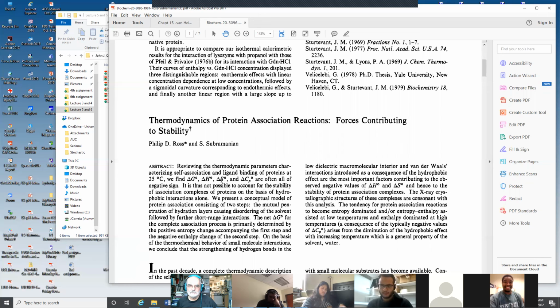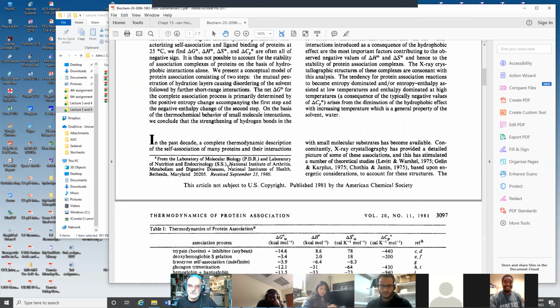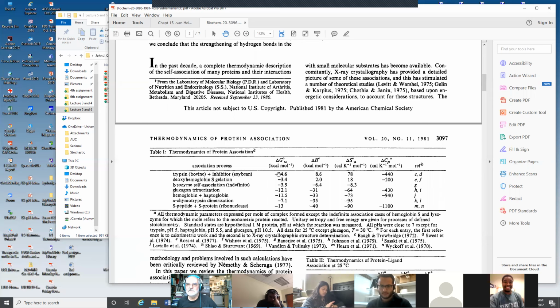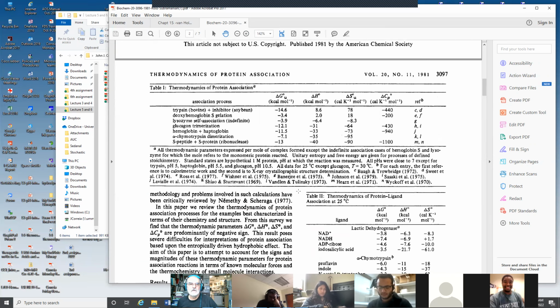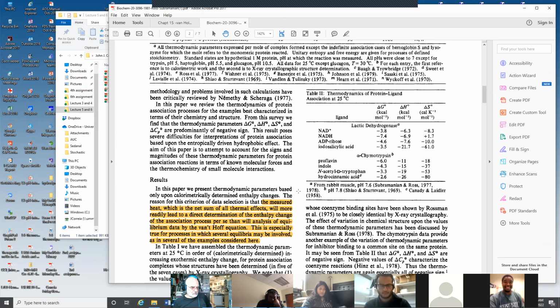Where do they come from? Okay, and so you presumably have looked at this. Here's the table that I just had in the slide. And what I want to do is go through some of this with you so you see where this comes from. So what these guys did was they looked at small molecule interactions.